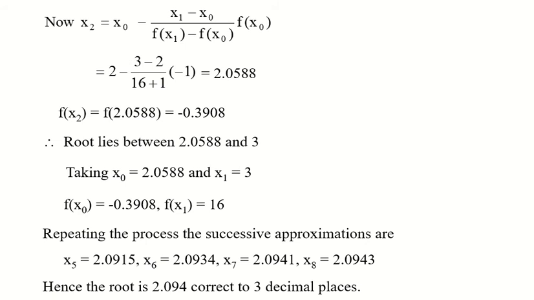You will get the next approximation as 2.0915. The very next is 2.0934, then 2.0941, then you will get 2.0943. Okay, so finally by observing these two values, you can say that they are almost equal up to the third decimal. So you can conclude your answer as 2.094 correct to 3 decimal places. Hope you understood the problem.